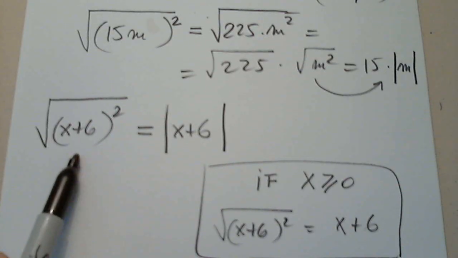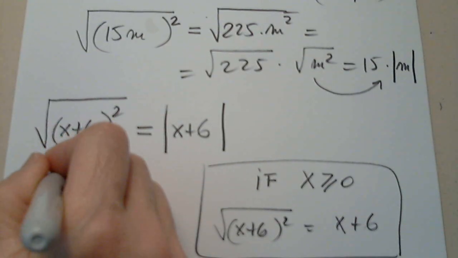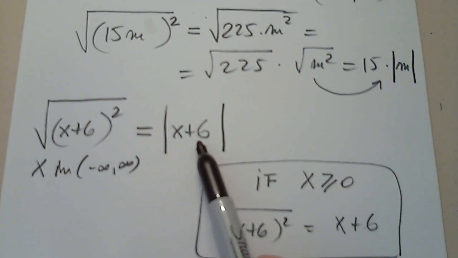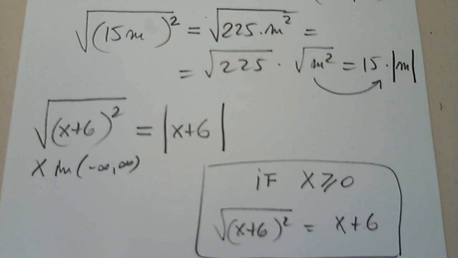But if I'm told that x can be negative, here's what happens. Negative 10 plus 6 will create a negative number. Is this clear? Yes, no?